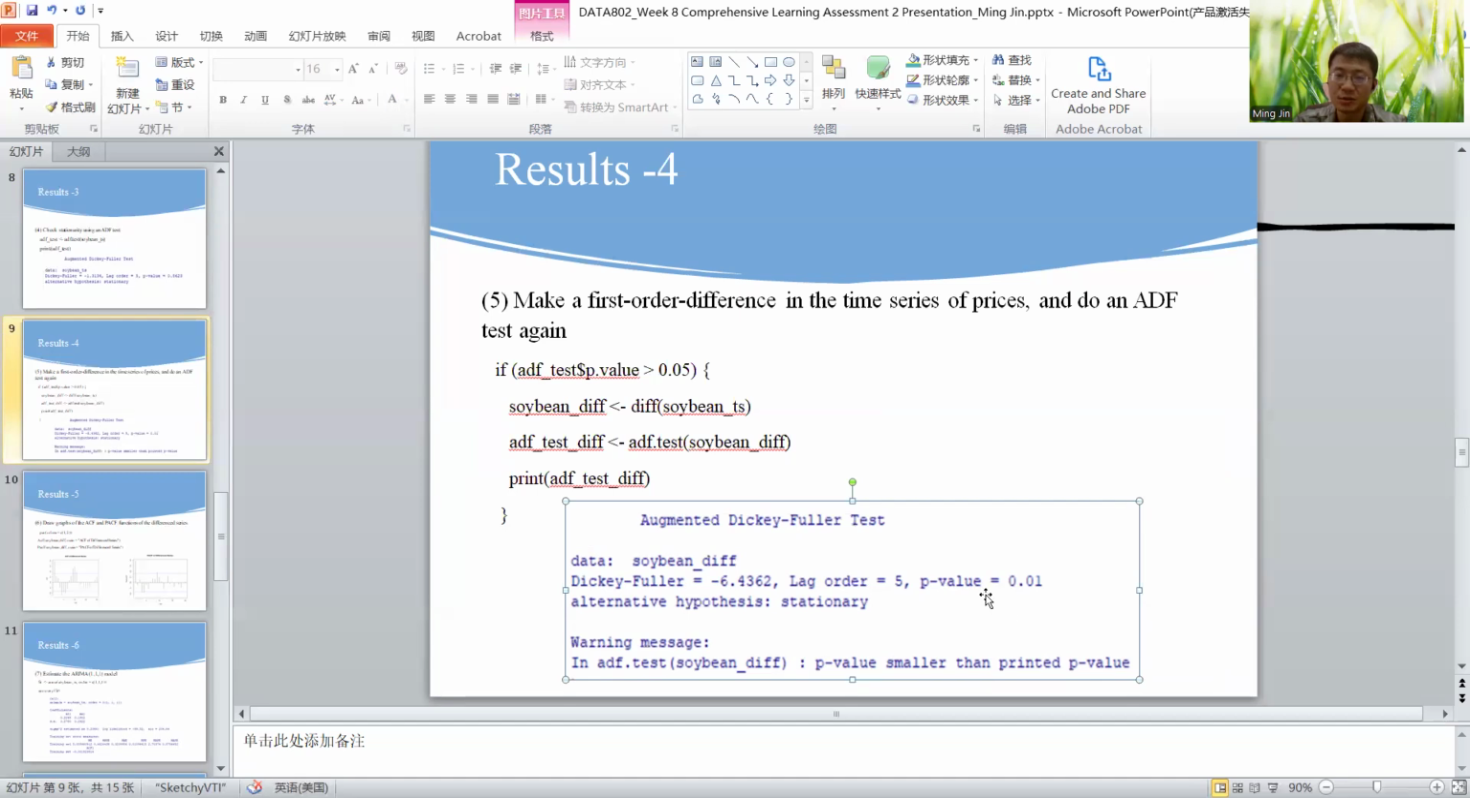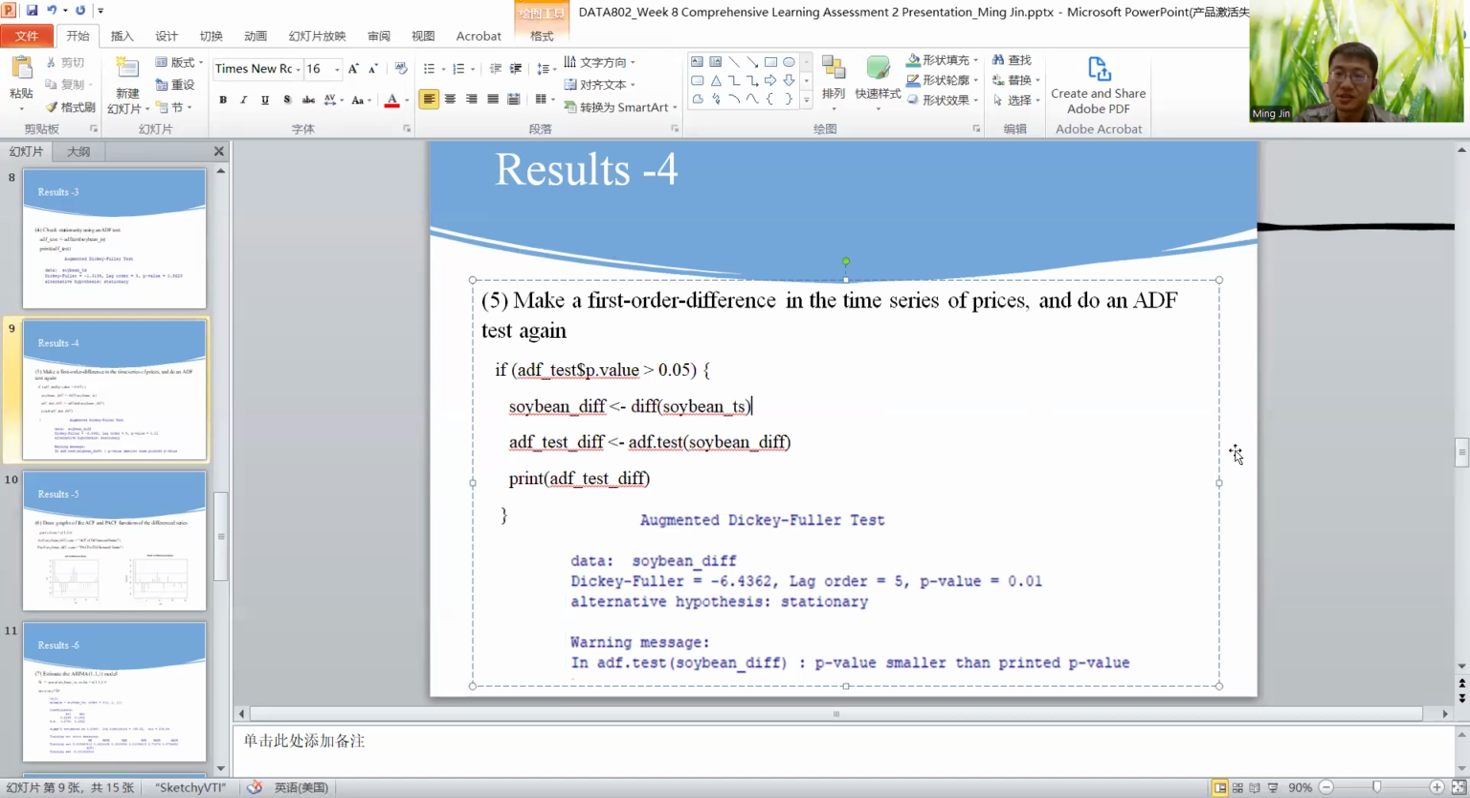Now we can say that the difference time series of the U.S. soybean prices is stationary. We can conclude here that we can obtain a stationary U.S. soybean prices series after making the first order difference.